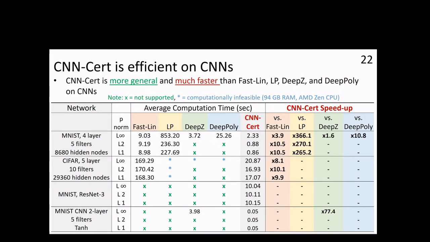While CNN-Cert finds similar or better bounds than existing methods, it can find these bounds much faster. This table shows the run times to compute certified bounds. As shown, CNN-Cert finds bounds about an order of magnitude faster than FastLin and DeepPoly, and 2 to 3 orders of magnitude faster than the LP method.